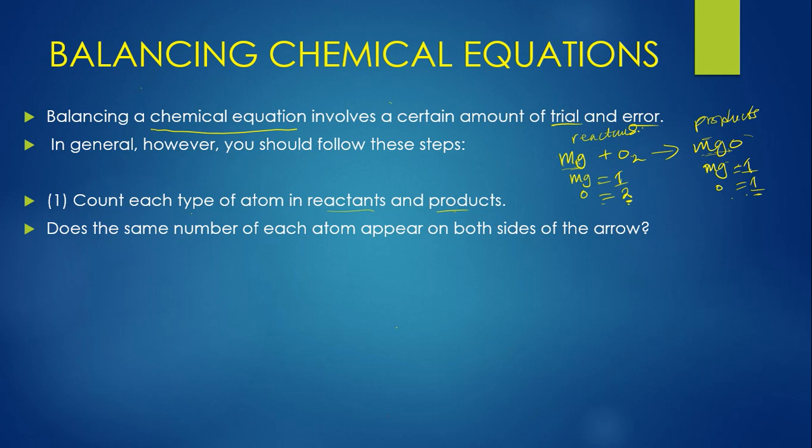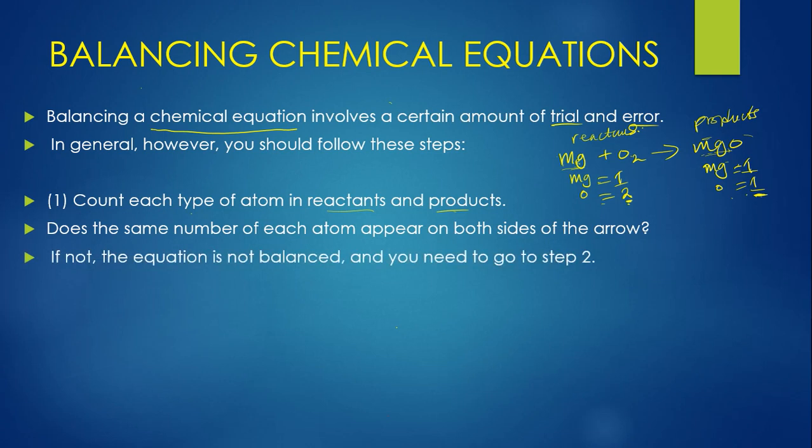We need to ensure that even this side, on your product part, it's 2. And then, if not, the equation is not balanced, and you need to go to step 2. So the first thing, you need to count the number of atoms. After counting, you need to ask yourself a question: are the numbers the same? If they are the same, if you have 1 this side and 1 this side for magnesium, it's balanced. But what about oxygen? In oxygen, it's not balanced. So we need to proceed to step 2.